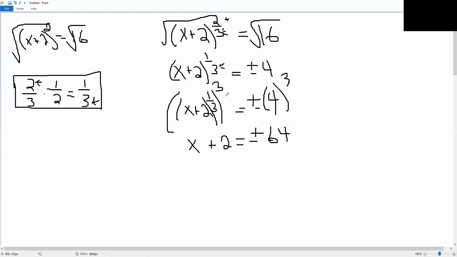Or you could think about it differently. This canceling out the power here, all we did was 1/3 times 3 over 1. And that's just 1. So that's how we canceled this out.